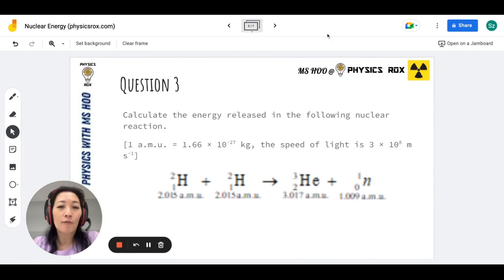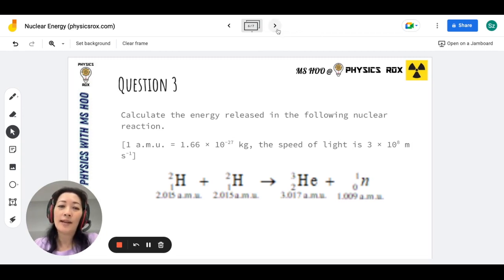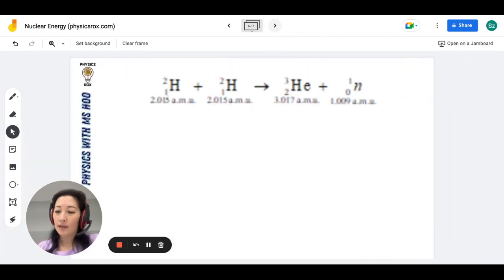Now, sometimes we will get a question that doesn't give us the mass defect outright. They could give us a question like this, where they give us the atomic mass units of each nucleus involved in the reaction. And what we have to do before we can calculate the energy release is to calculate the mass defect first. So how do we do this? We just need to take that difference in mass. I'm going to go to the next slide to do the calculations.